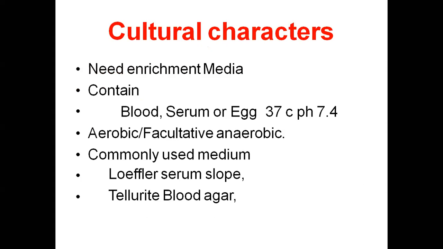Okay, culture characteristics. It needs enriched media containing blood, serum or egg, with a temperature of 37 degrees Celsius and pH of 7.4. So what are the things needed for culture? It needs an enrichment media, which should contain favorable components for it. So what are the favorable ones? It is favorable to cultivate in blood or serum or egg, with a temperature of 37 degrees Celsius and a pH of 7.4.